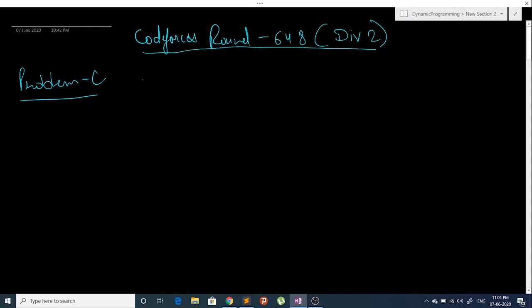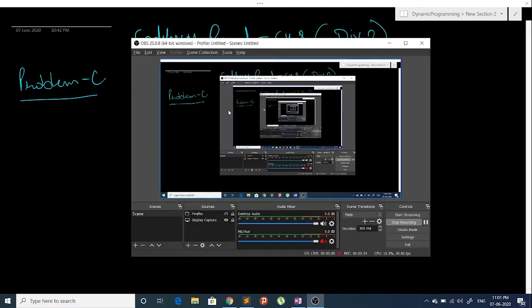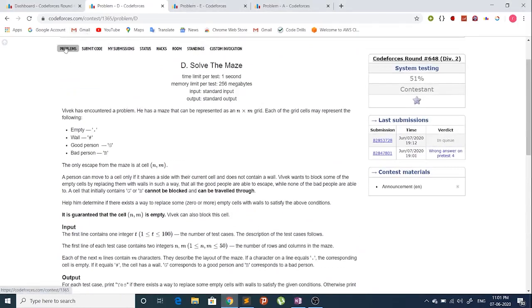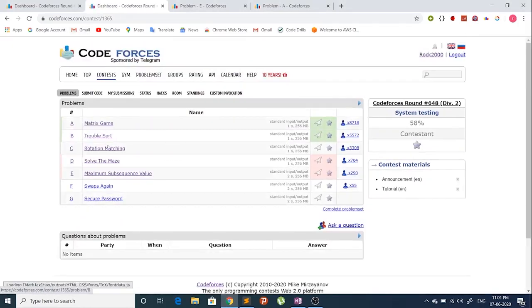In the problem we are given two arrays A and B. Both are permutations of some n numbers. So let's come to the problem.